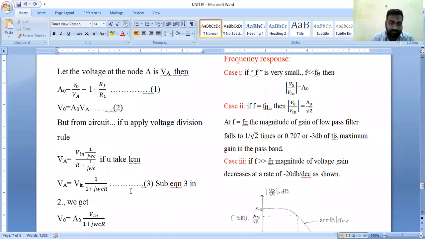If we substitute this equation in the above terminal, that is V naught in equation 2, V naught is equal to A naught into V_A. So V_A is equal to V input into 1 by 1 plus j omega C R. If we substitute this entire expression of V_A in equation 2, this will be the V naught. V naught is equal to A naught into V input divided by 1 plus j omega C R.